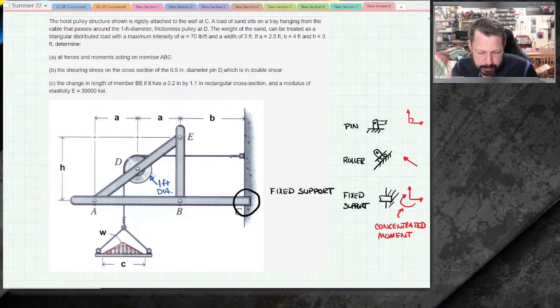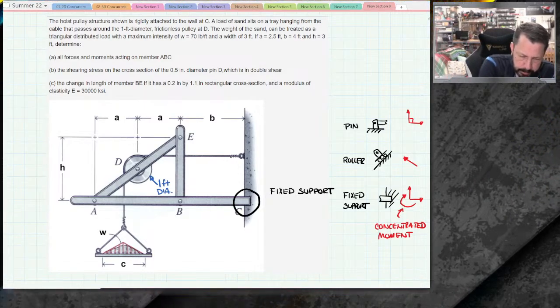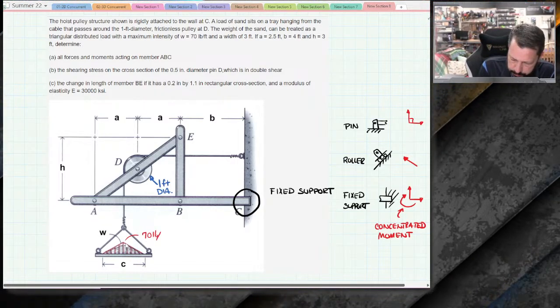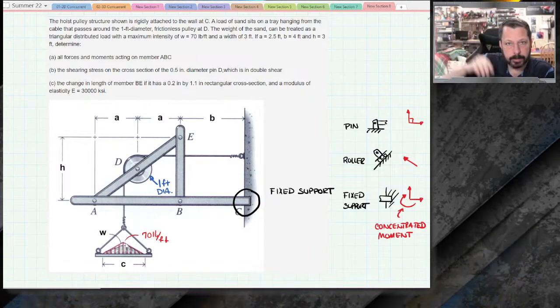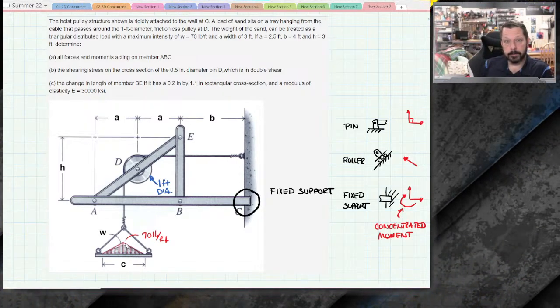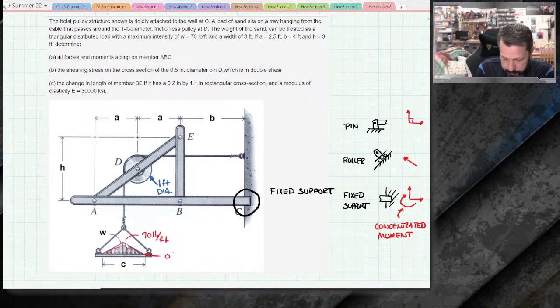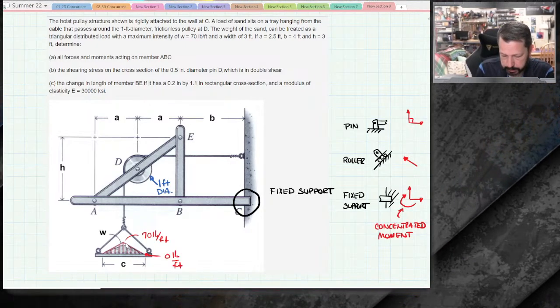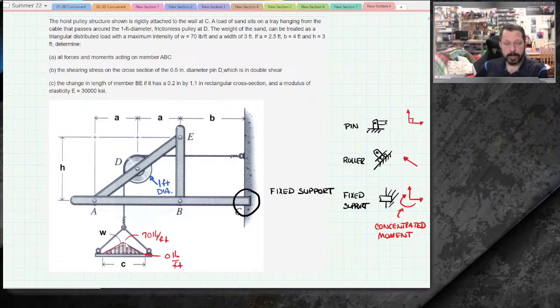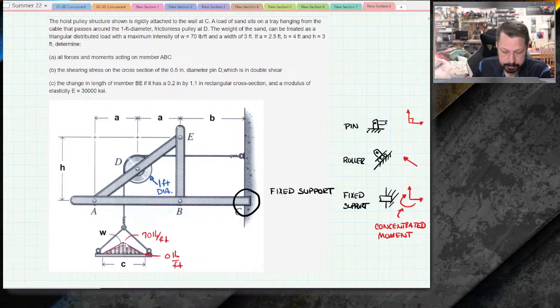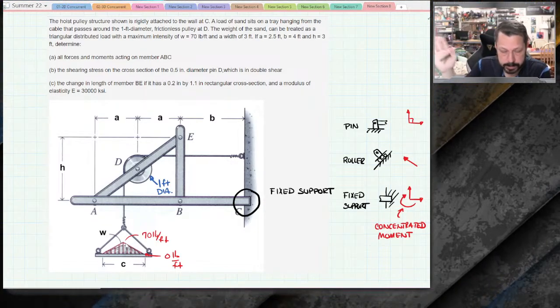Maximum intensity of 70 pounds per foot. They are talking about this point right here, 70 pounds per foot at the peak of our little distributed load. And then it goes down to 0 pounds per foot at the edge. They don't have to go to 0 pounds per foot. This one does, though. So we get these little triangles that have a height of 70 pounds per foot and a base of C, or C over 2 if you're looking at two triangles.